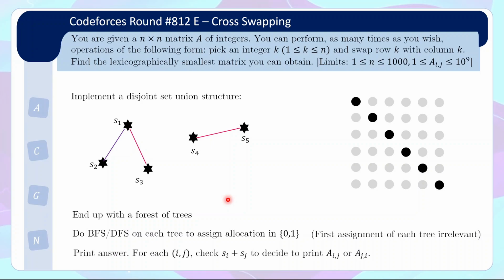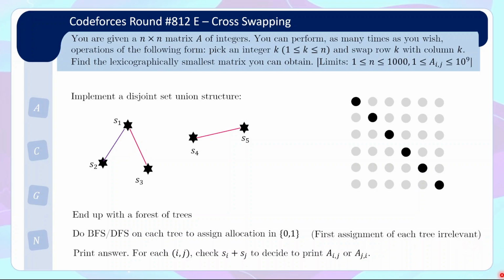And so now we can print the answer. For each ij of the matrix, what is the final entry that we want? Well, you check Si plus Sj to decide whether to print Aij or Aji. So that's really all to the problem.